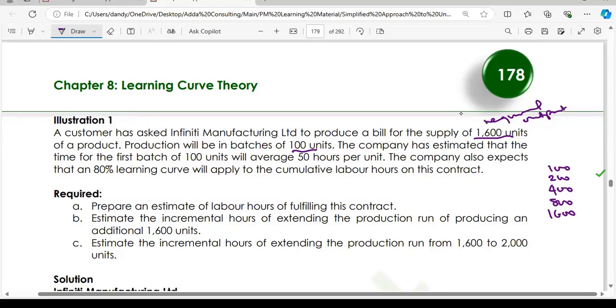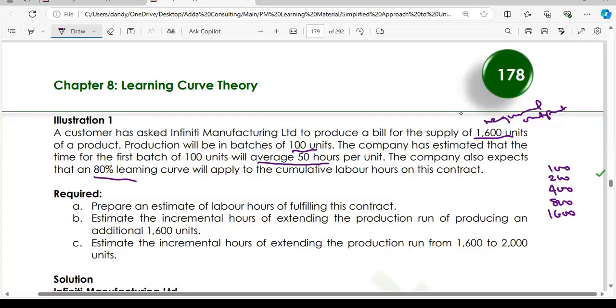So let's try the tabular method and see what we are going to get. However, we are now told again that the company has estimated that the time for the first batch of 100 units will average 50 hours. This is letter A. Average time taken to produce the first batch is 50 hours. And then the company expects that an 80% learning curve will apply to the cumulative labor hour on this contract. So the learning rate is 80%.